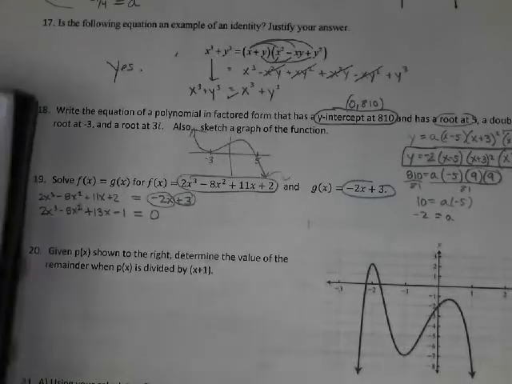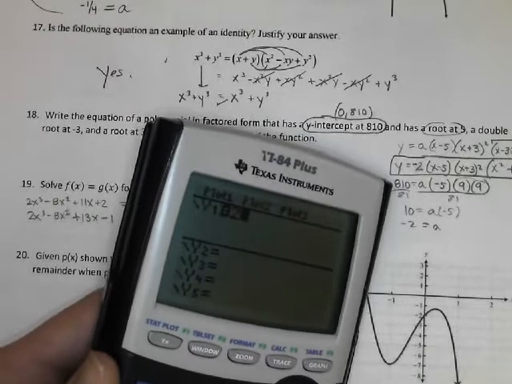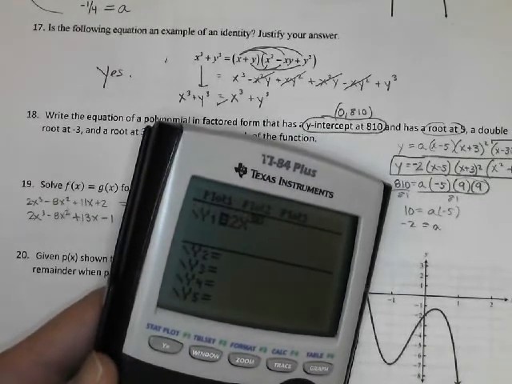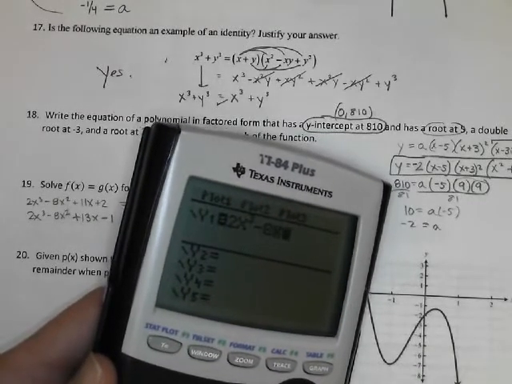The problem is going to be, what if there's imaginary solutions? Then you're going to have to come up with those, because the calculator can't give you those. But we'll see. Maybe all 3 of them will be real.